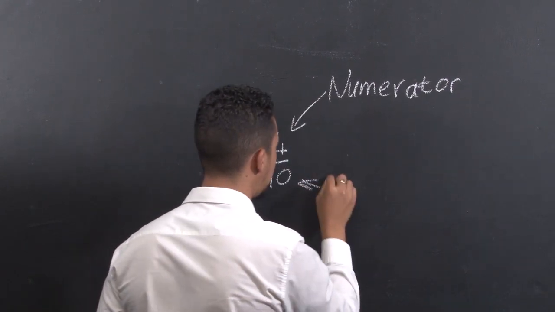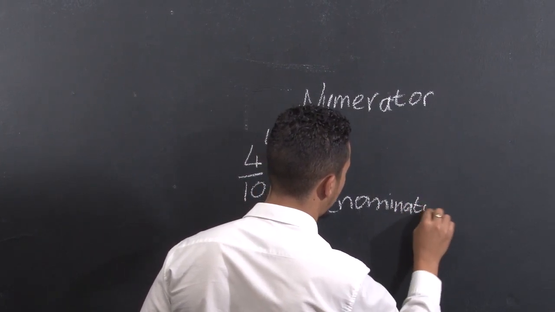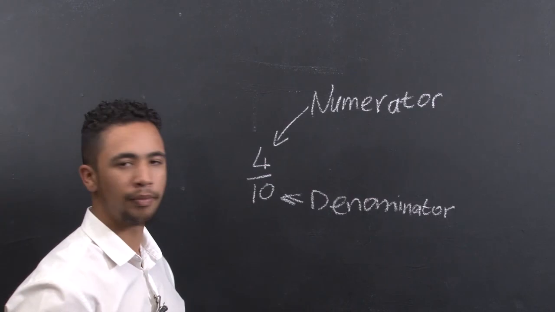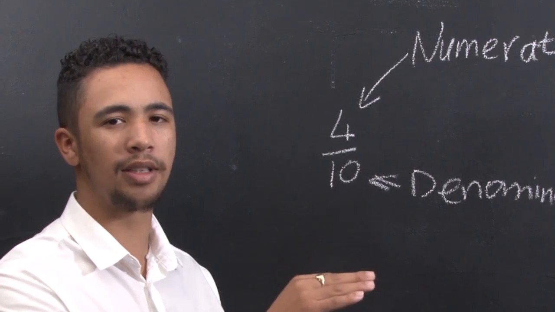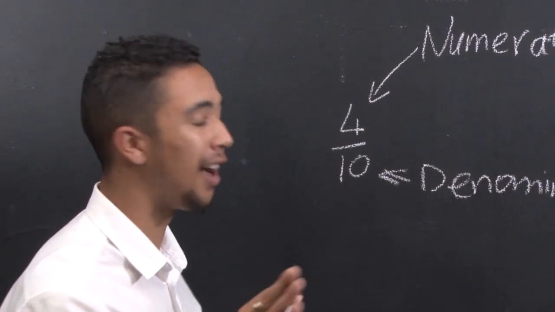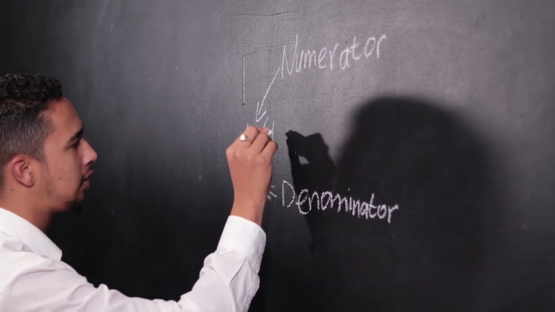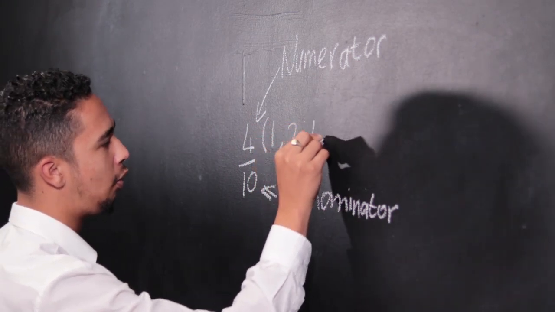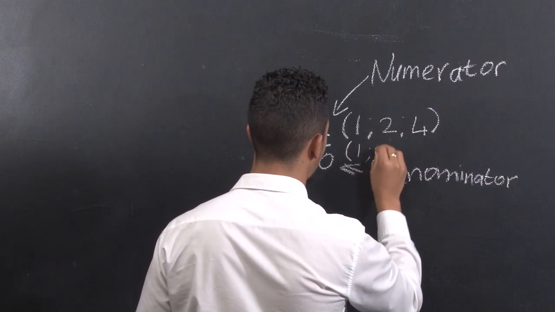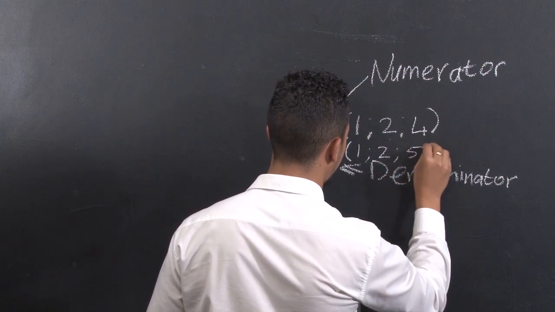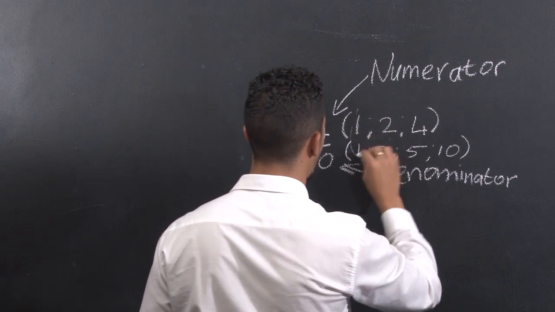And the 10 is the denominator. Remember, in the definition, we need to find the GCF, the greatest common factor. But our first step will be to find the factors. So the factors of 4 are 1, 2, 4. The factors of 10 are 1, 2, 5, 10. The common factors are 1, 2.